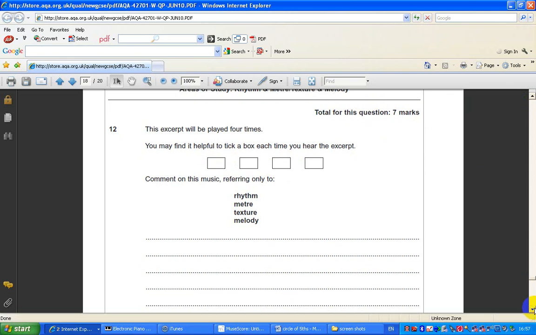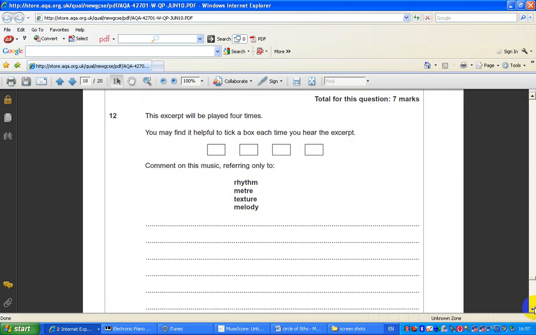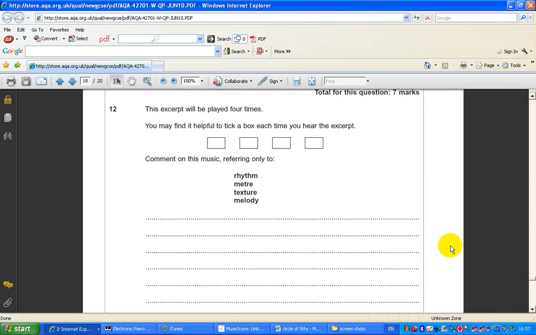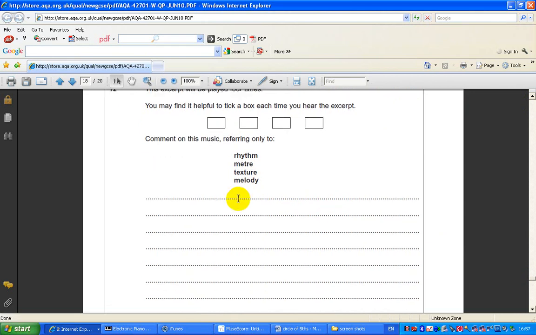Normally the last question in the GCSE exam is a much wider, open-ended question, and you can see that from the layout. Here you've got to comment referring to rhythm, meter, texture and melody. It might be an idea here to actually write rhythm equals, leave the second line free, and then write meter equals, again leave the next line free, texture equals, and then melody equals, so that you can focus on those different areas.